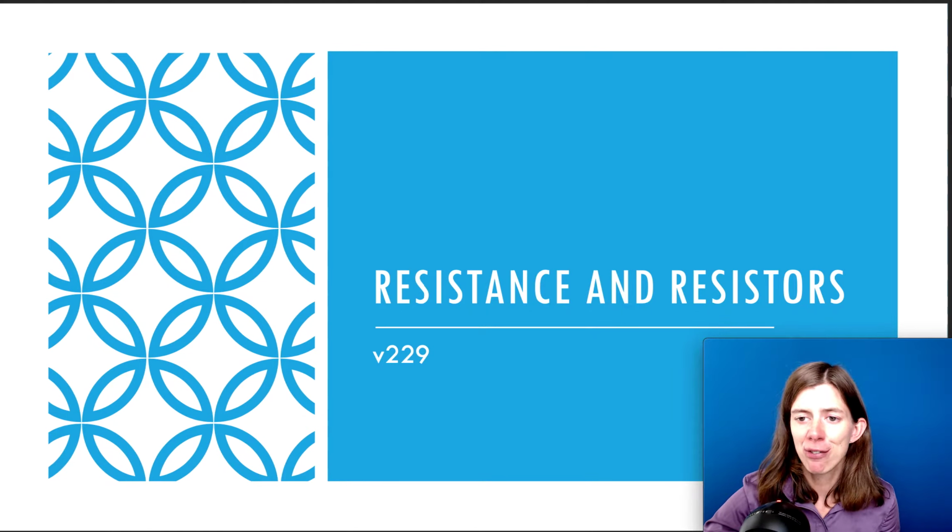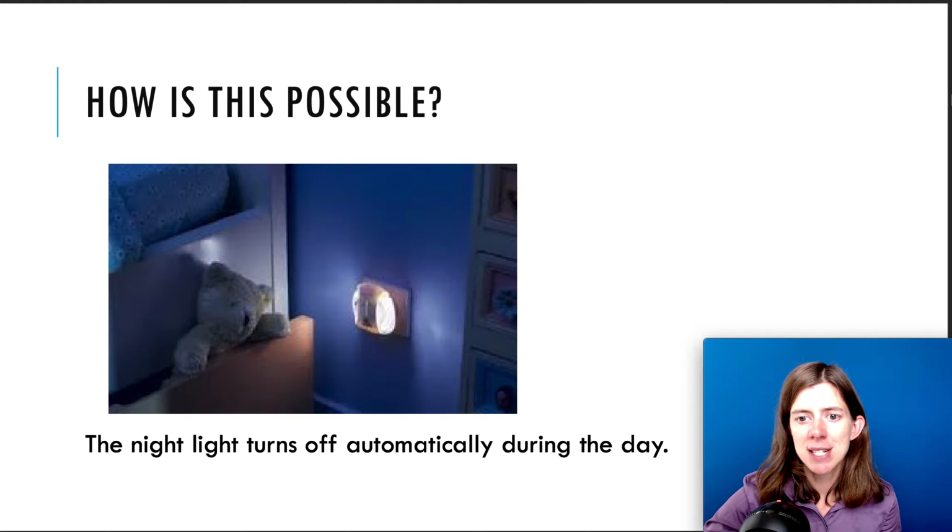Let's start off this one with a question. How is this possible? The night light turns off automatically during the day. I don't expect anyone to know about this, but I'll give you a hint. It has to do with the resistance of the night light. There's a sensor that has a resistor and it's going to be affected by the daylight. I'm not giving you too much, but if you have any thoughts, please feel free to put them in the comments below.